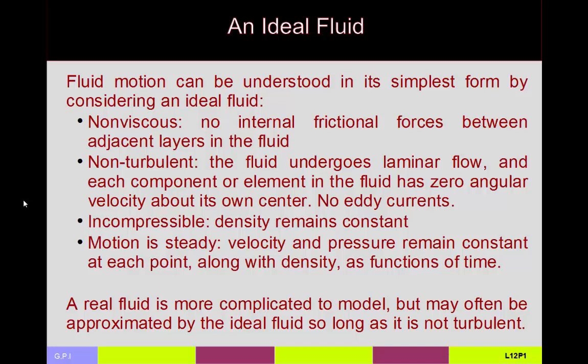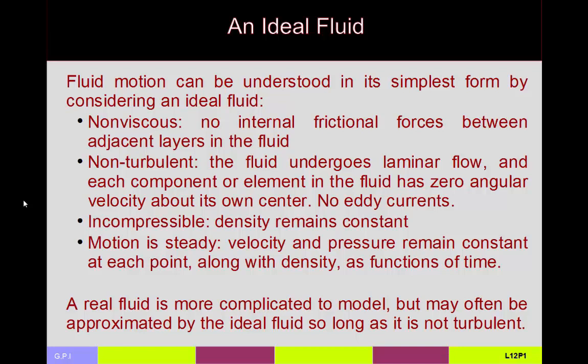So let's talk a little bit about an ideal fluid, because this is the type of fluid that's going to lend itself most easily to laminar flow. So a truly ideal fluid is going to be non-viscous, which means that there are no internal friction forces between adjacent layers in the fluid. That also basically means that the layers of the fluid are not shearing past each other. The fluid will be non-turbulent. Of course, that is exactly the definition of it being laminar. Laminar and turbulent are the two types of flow that you can get.